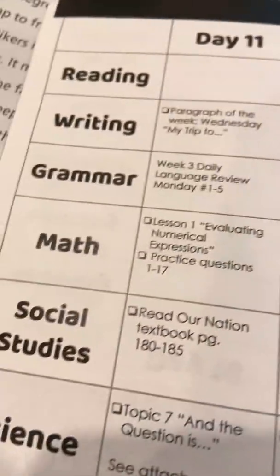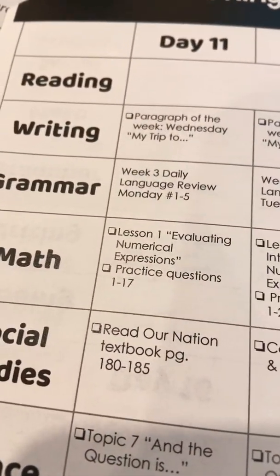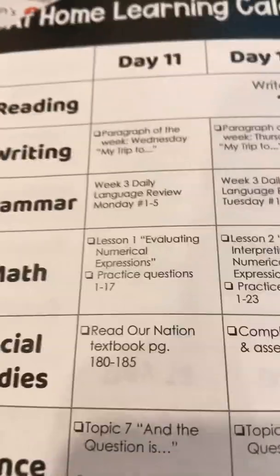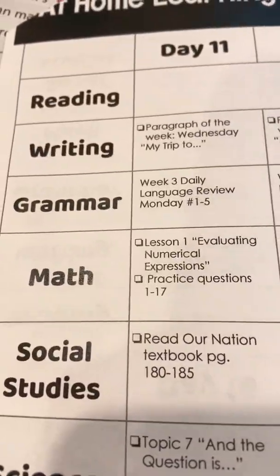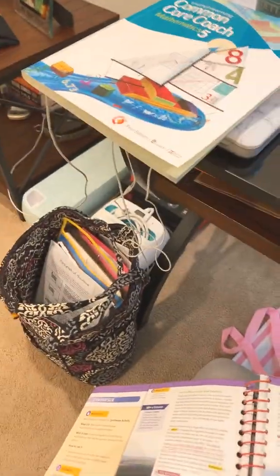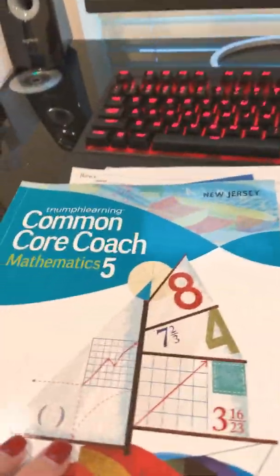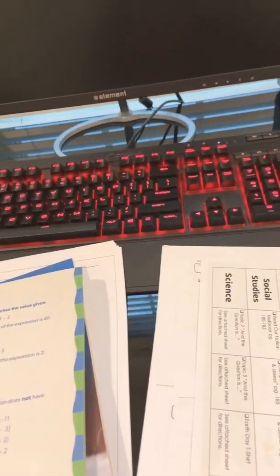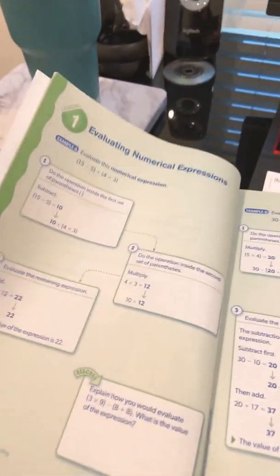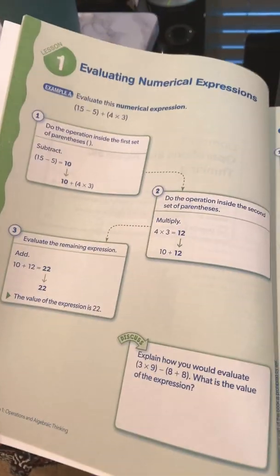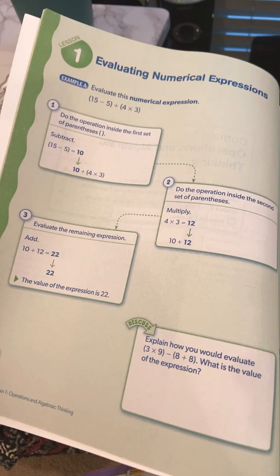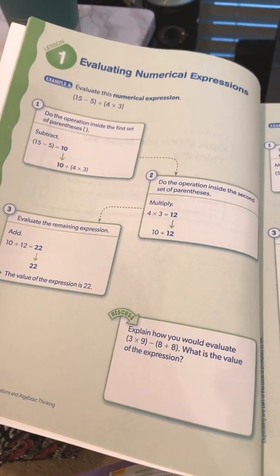Then we are, wrong side. We are moving into math. Now, math is a little bit different. This is when you're going into that thick math packet. Now, mine is in a book, so it's going to look a little bit different. But we're going to start on lesson 1, so that should look the same, because that's where these came from. So right here is actually your example page. It will show you step by step what you need to do.